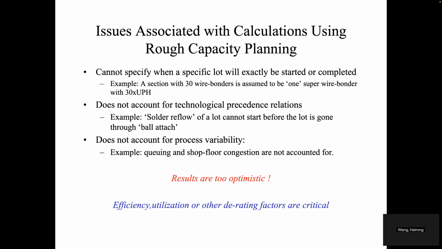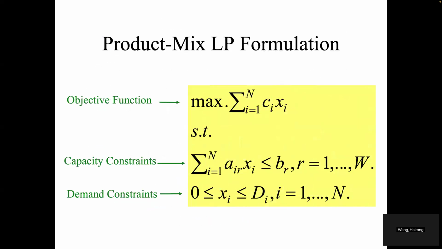In our last lecture, we learned about how to manage the capacity by using the product mix, the linear programming formulation. We need to define the objective function in this way, and we have different sources of constraints. One is the capacity constraints and one is the demand constraint.